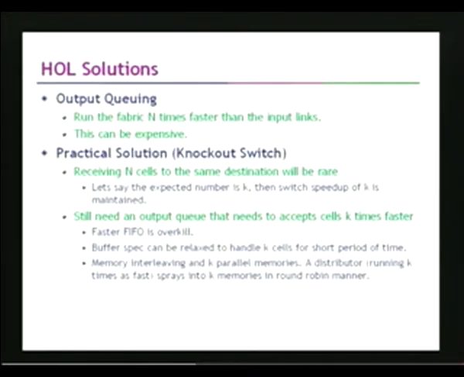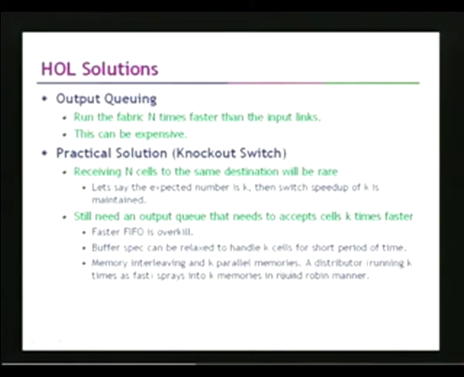There are again some disadvantages of a knockout switch. Knockout switch still needs an output queue that needs to accept the cells k times faster, okay, because the switch is still running k times faster. So a faster FIFO, so one can have a FIFO, but a faster FIFO is really an overkill. One can have a better design where the buffer specifications can be really relaxed to handle the k cells for a very short period of time. Basically, the fact that these k cells will be switched to an output port, this event is likely to occur only for a short duration of time, and therefore having a faster FIFO at the output queue may really become an overkill. So some novel technique is used in the knockout concentrators.